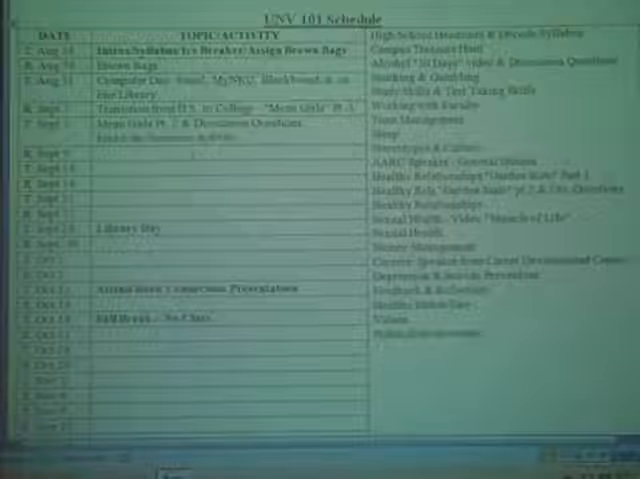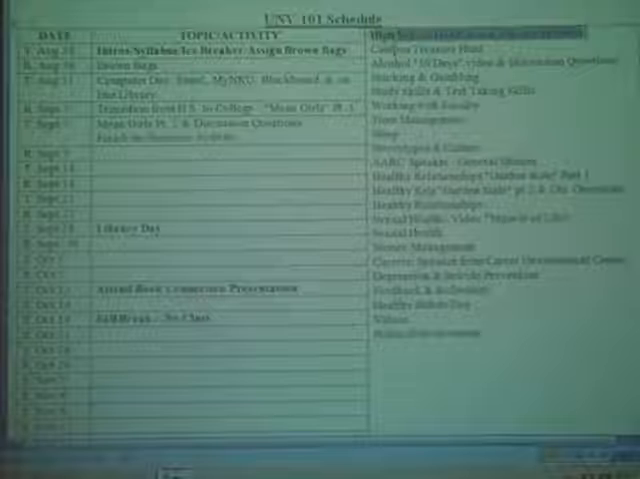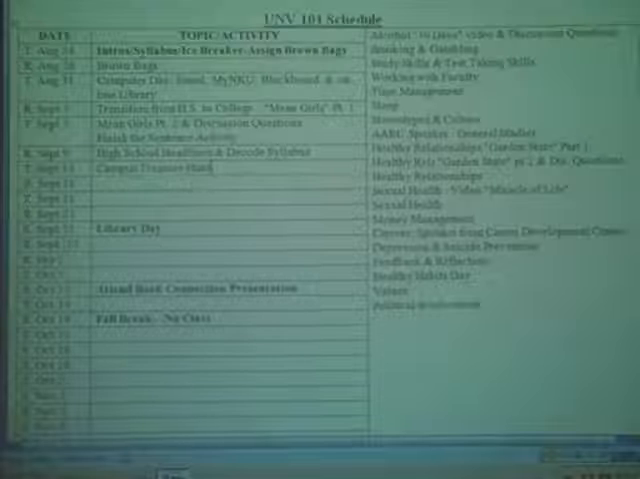Then from there, I'll continue to fill things in. On the 9th, I'm going to do high school headlines and decode your syllabus, which is a good way to look at college and some of the differences that they're going to experience there. Next, campus treasure hunt, an activity where they find their way to different key places on campus.